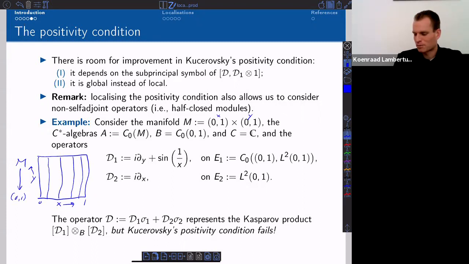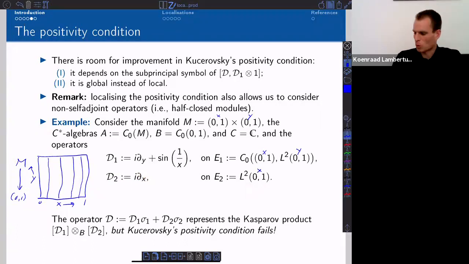And so we consider two operators, d1 and d2. So d2 is the example I already mentioned, just the derivative on the unit interval. So this is in the x coordinate. And d1 is a family of vertical differential operators. So the family is parameterized by x, and this family differentiates along the y coordinate.